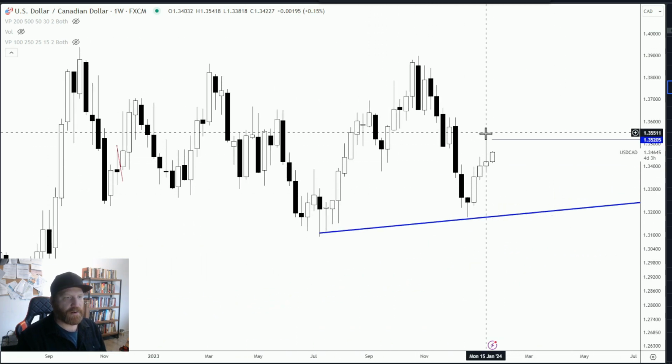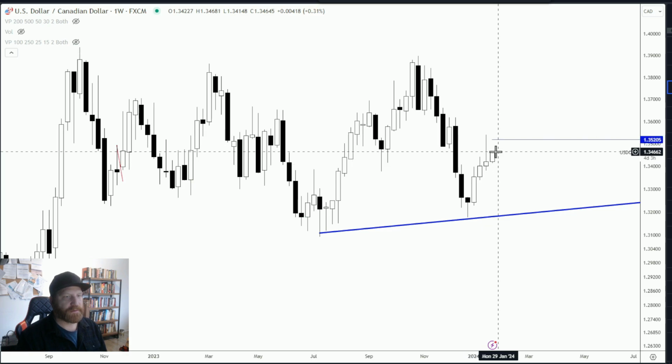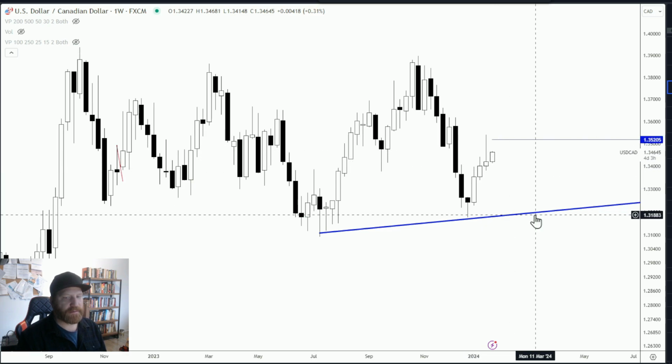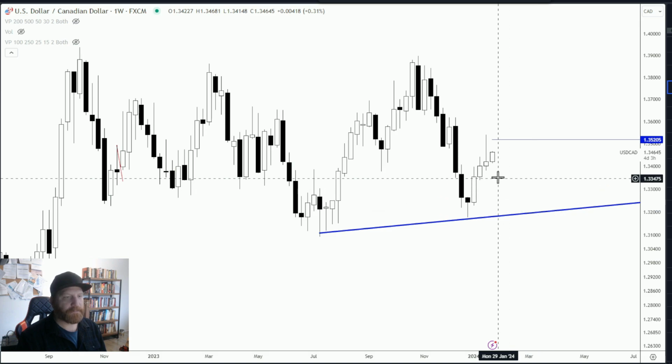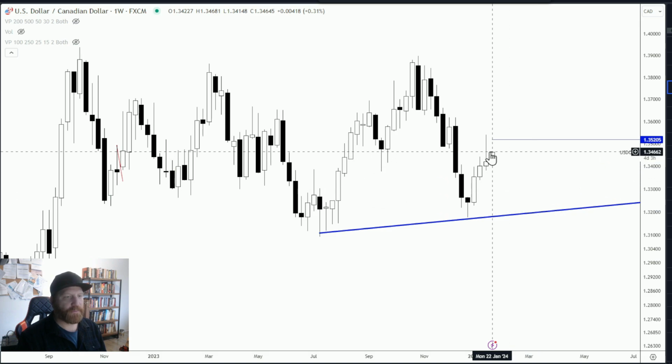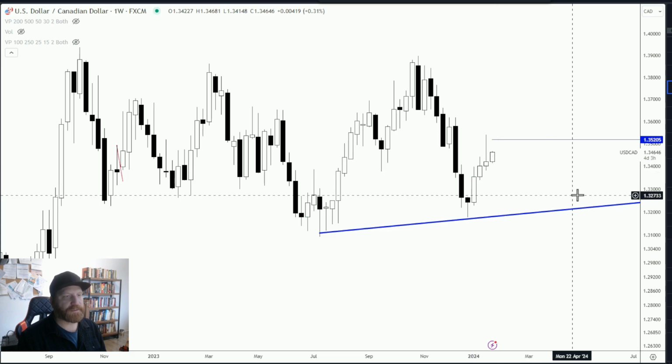We have a strong rejection candle over here. So it is very likely that, right now we are Monday, we will see the price keep going up for a while, but eventually we'll retrace and then we will see the downside of that move on a bigger time frame.